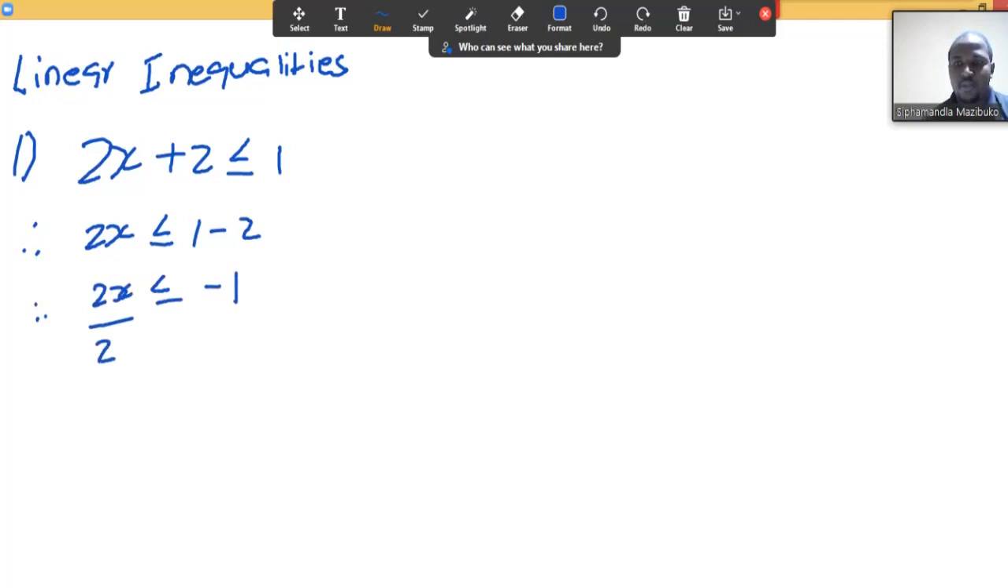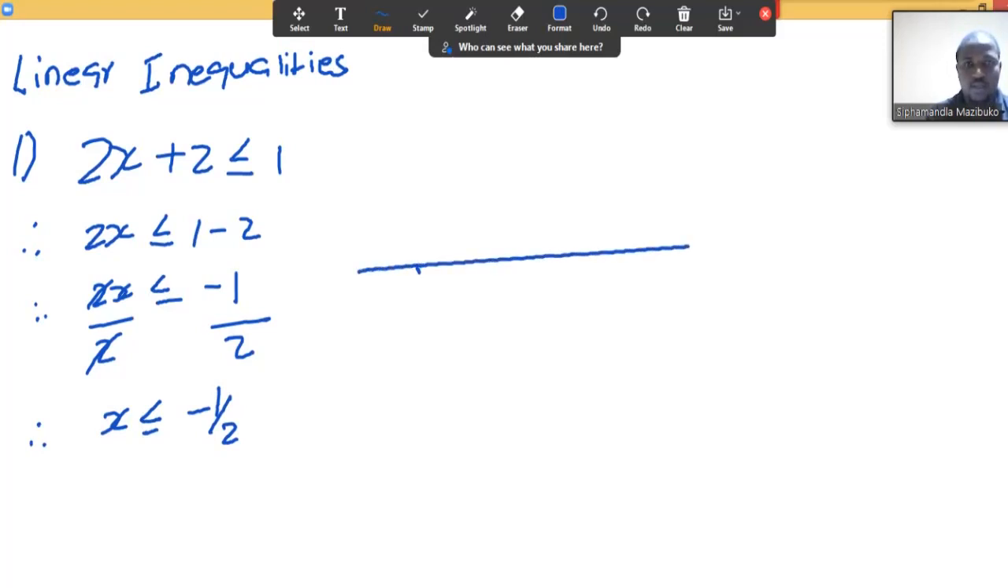We divide by 2, divide by 2, that therefore our x is less than or equal to minus half. Okay, but in this case we have to present it on the number line. So we have to draw a number line. Let's draw a line here.